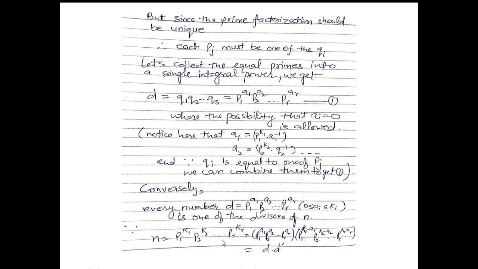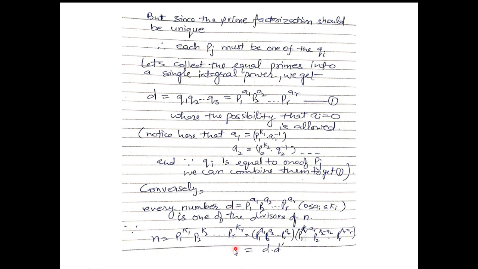Let us see what is the converse, how to prove the converse. So every divisor d of this form, where ai's are less than or equal to ki, is one of the divisors of n. We want to prove this. So n is equal to this, which is given.